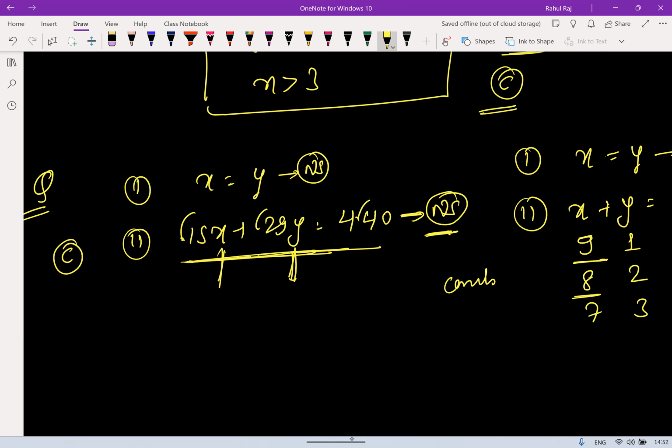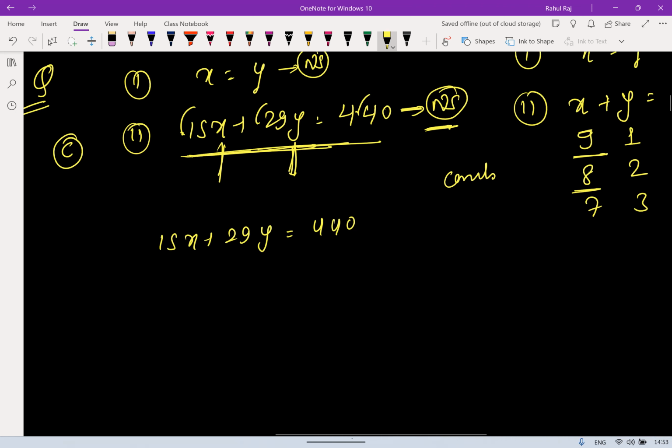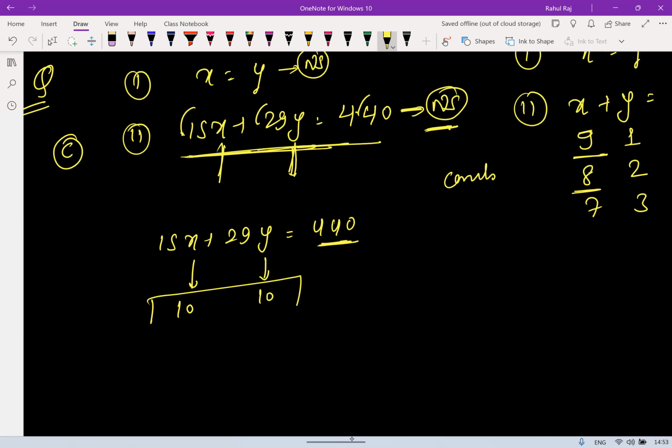So please tell me, whoever said answer C, what two values did you get with option B that made you feel it is not sufficient? Technically, if you look at the equation 15x plus 29y is equal to 440, only if you put x as 10 and y as 10 do you get 440. There is no other value of x and y which will give you 440. So here I am forced to mark answer B and not C.